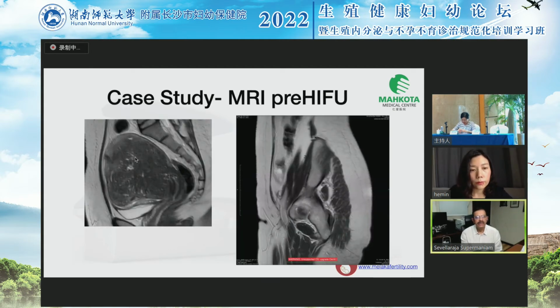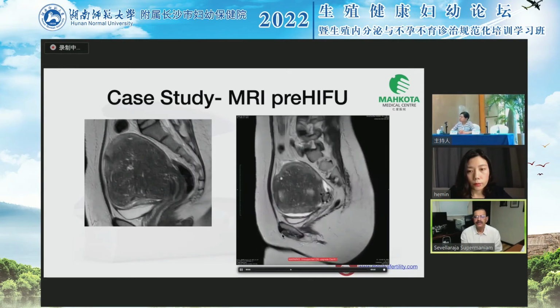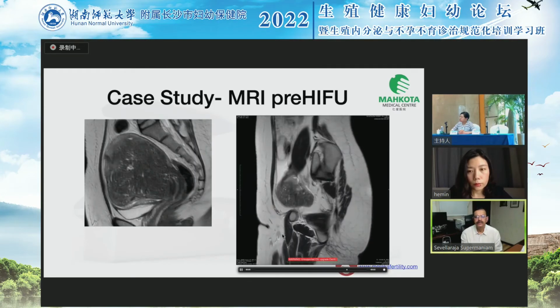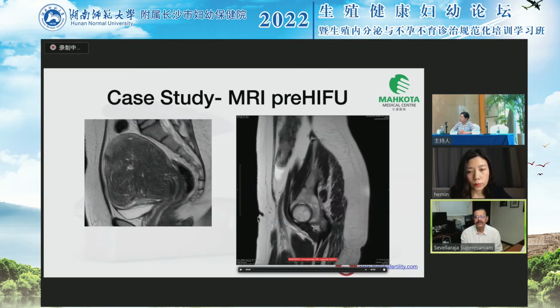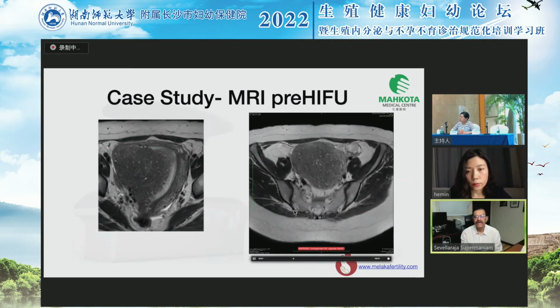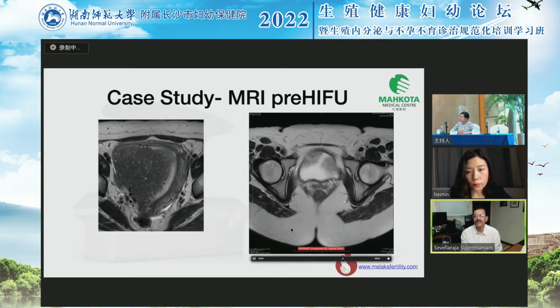Okay, this is how the uterus looks, and this is the MRI. I'll show you the other MRI as well. This is the transverse view. The adenomyosis was more on the right side, the right posterior wall of the uterus.